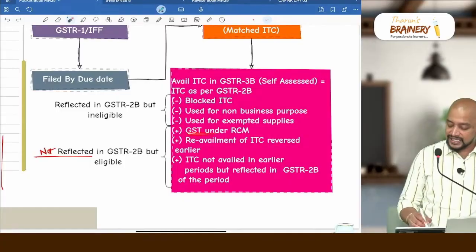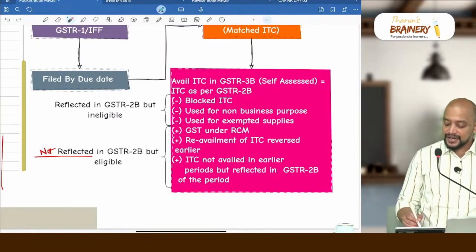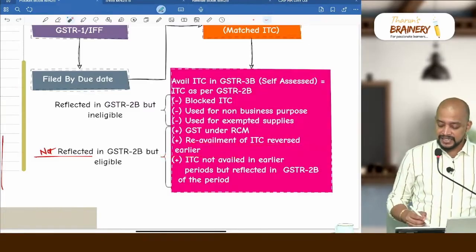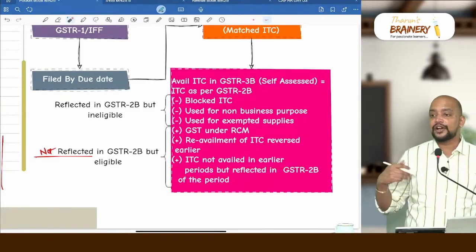That is GST paid under RCM. Whatever GST we have paid under RCM, then re-availment of ITC reversed earlier, and ITC not availed in earlier periods but reflected in 2B of that period.